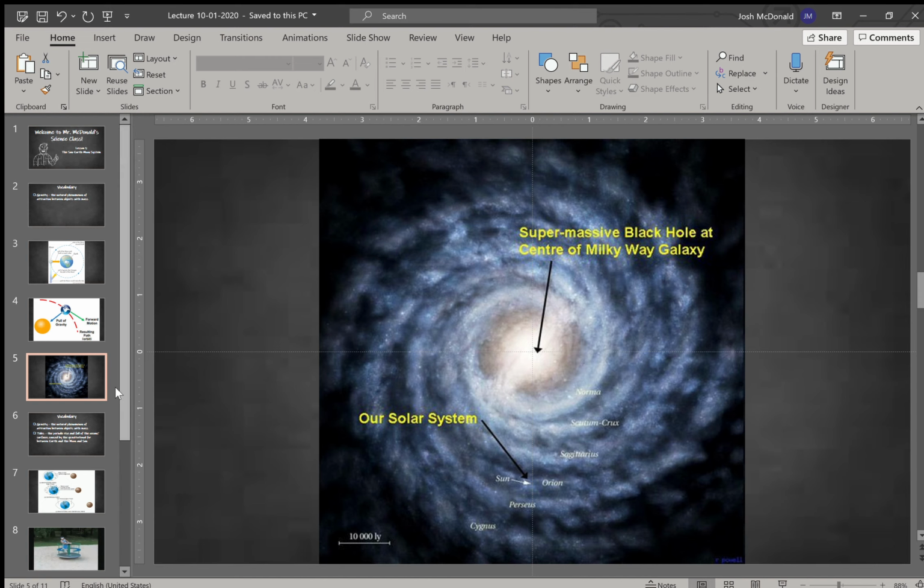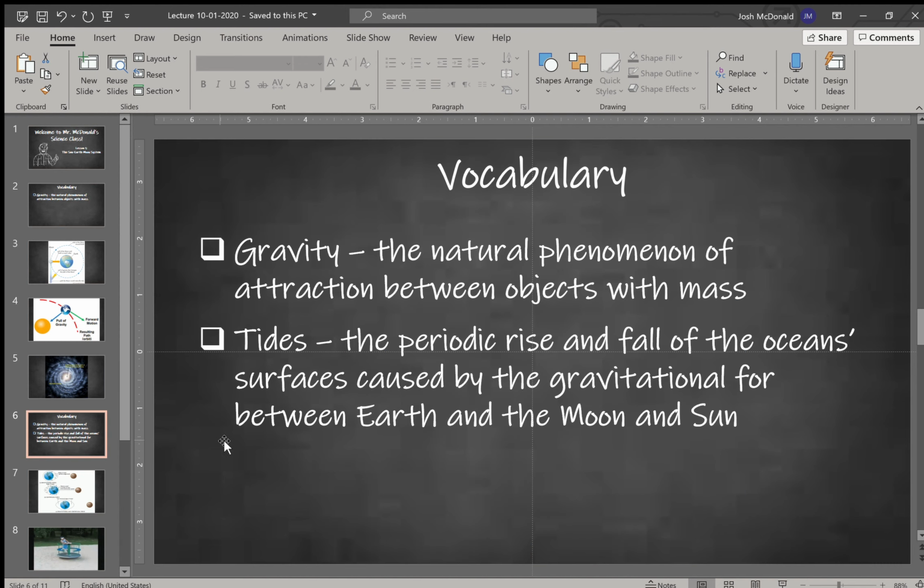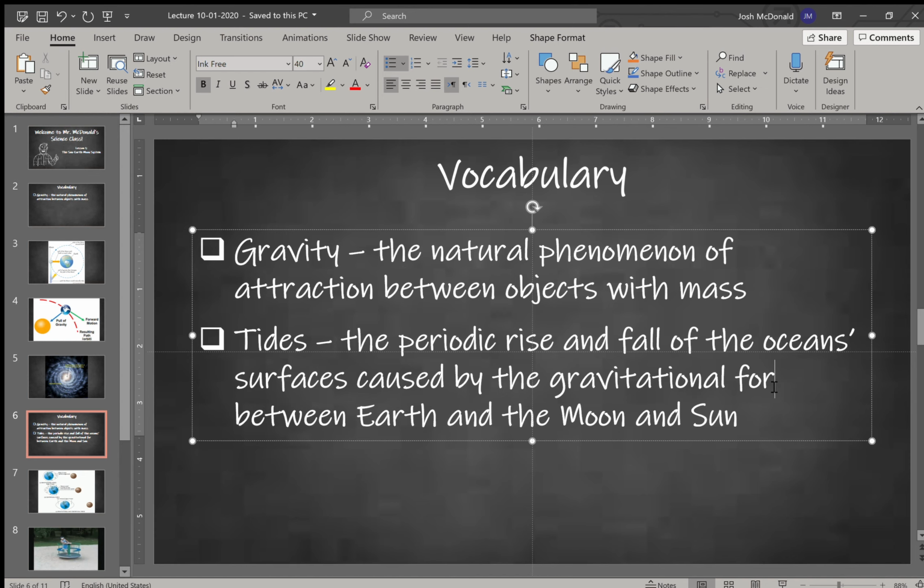So let's go back to the moon. Let's think about the moon's gravity and its effect on our planet. So let's talk about tides. Tides are the periodic rise and fall of the ocean surfaces caused by the gravitational force. That should say force. Let's fix that while we're here. Force. We'll save that.